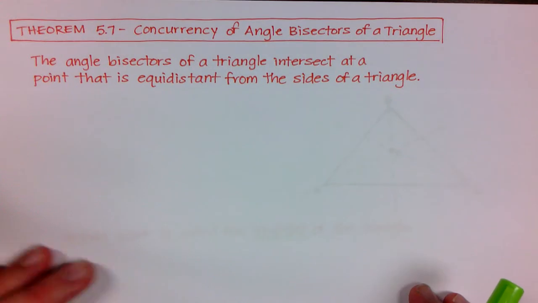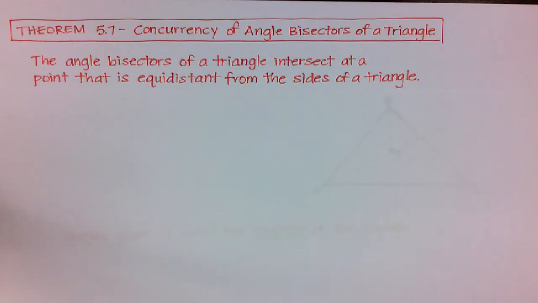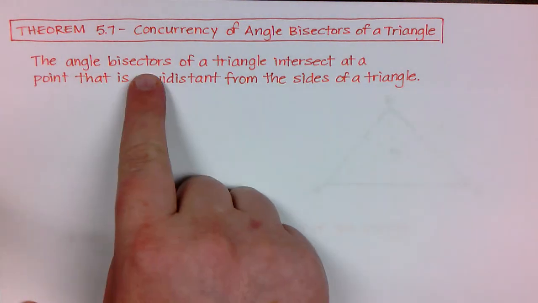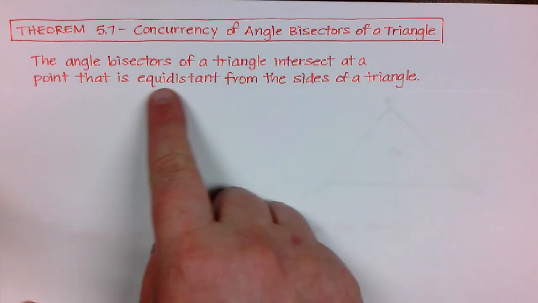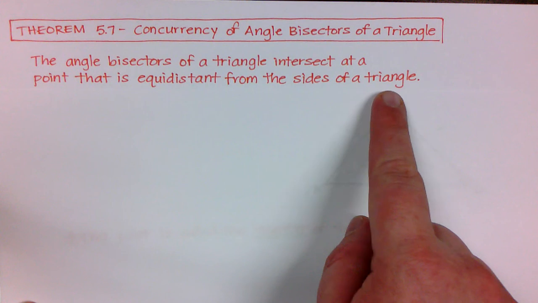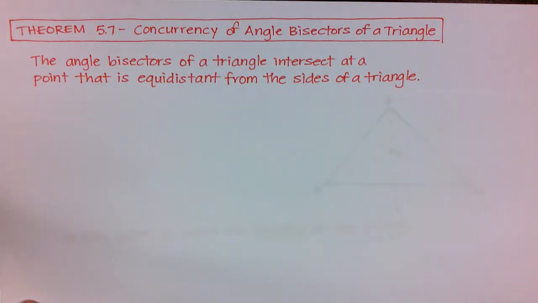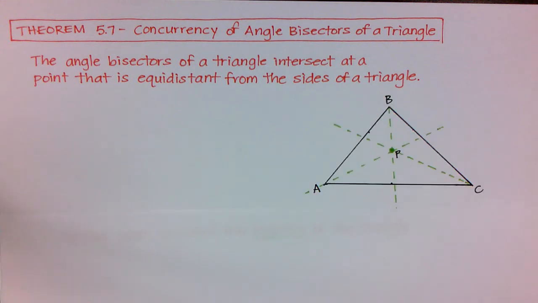Pretty short lesson. Theorem 5.7 says it's called the concurrency of angle bisectors of a triangle. Okay, it's kind of a mouthful. We talked about concurrency yesterday, where those three lines were meeting. Okay, so this theorem says that the angle bisectors of a triangle intersect at a point that is equidistant from the sides of a triangle. Okay, so you're trying to envision in all three of those corners of a triangle, we're bisecting each of those corners. So let me show you this example diagram that I have here.